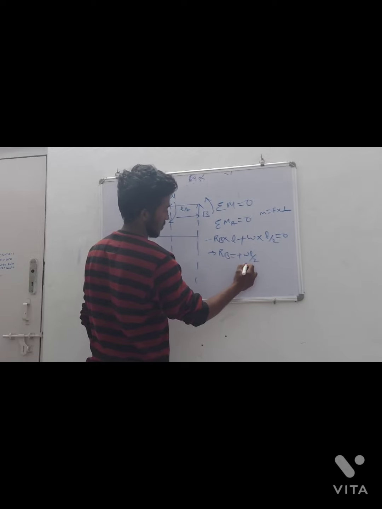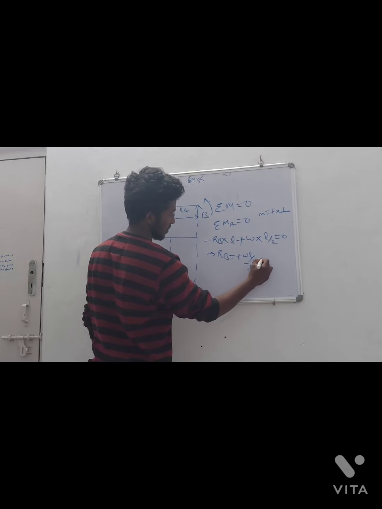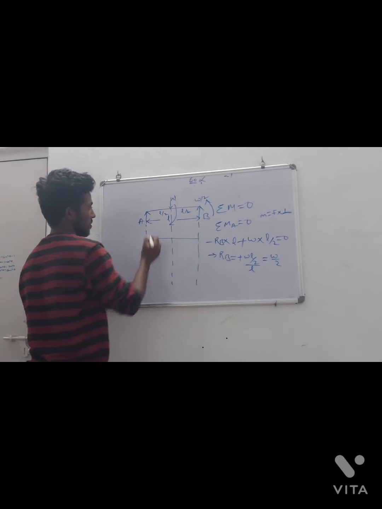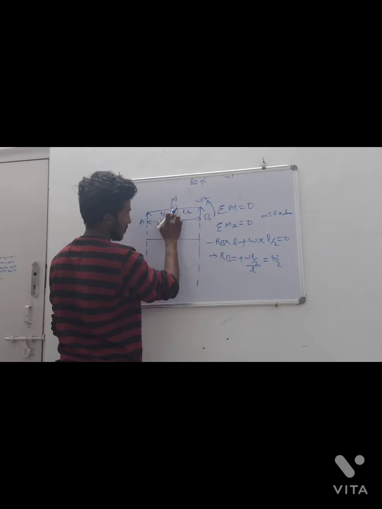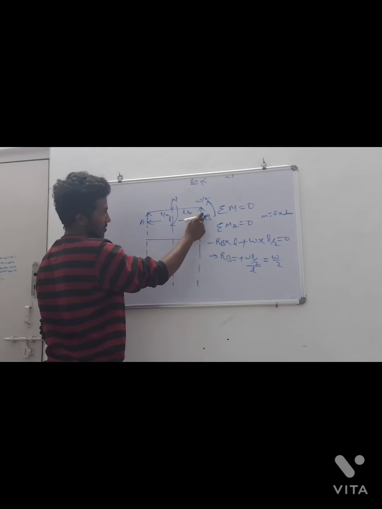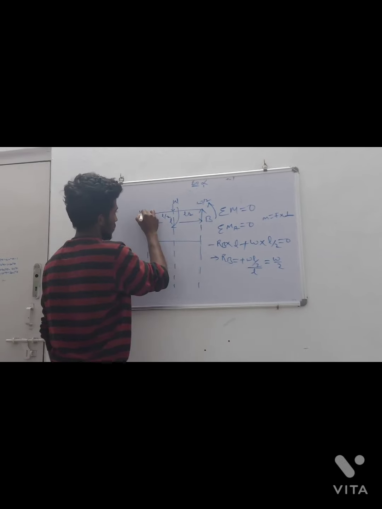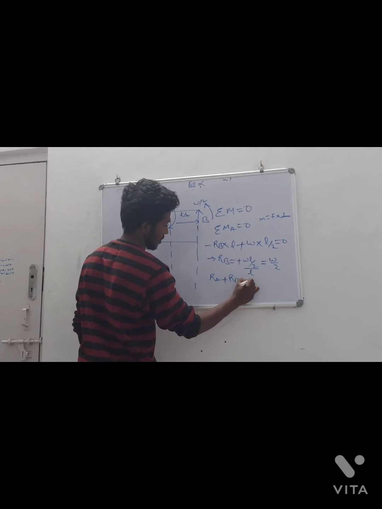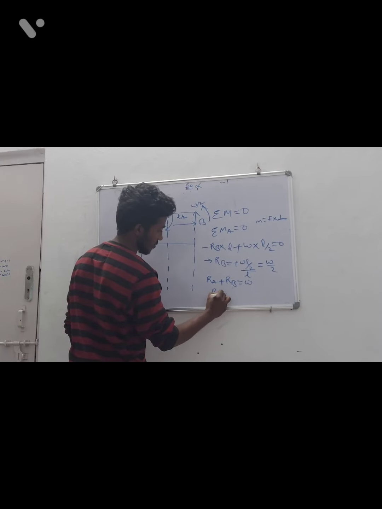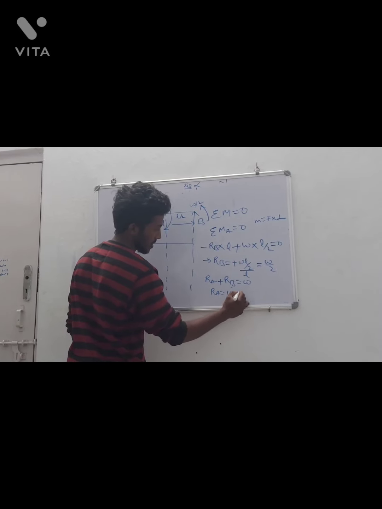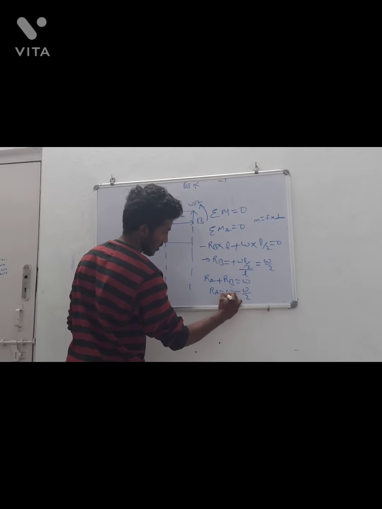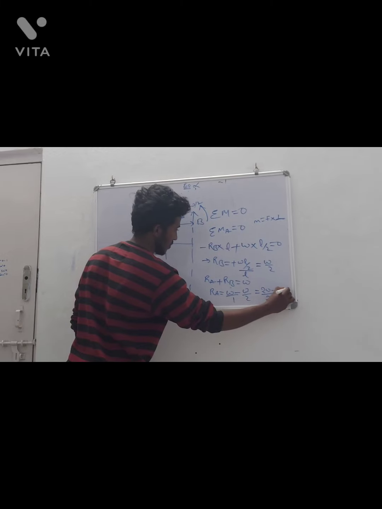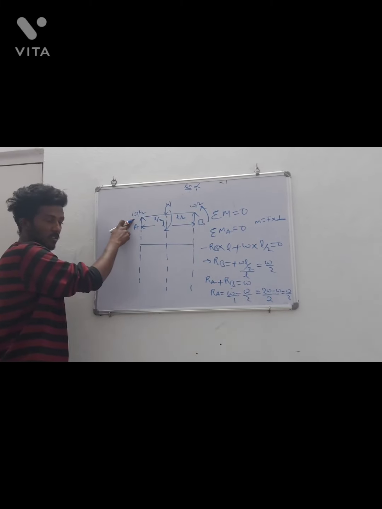So this becomes W by 2. So the RB value is W by 2. The RA value is also W by 2, because the load is acting at the center. This will cancel and this will cancel. So I will prove it. RA plus RB equal to W. We know the RB value, so substitute it: RA equals W minus RB, with RB as W by 2. Take the LCM, so 2 is the LCM here: 2W minus W, which is equal to W by 2. So the RA value is also W by 2.